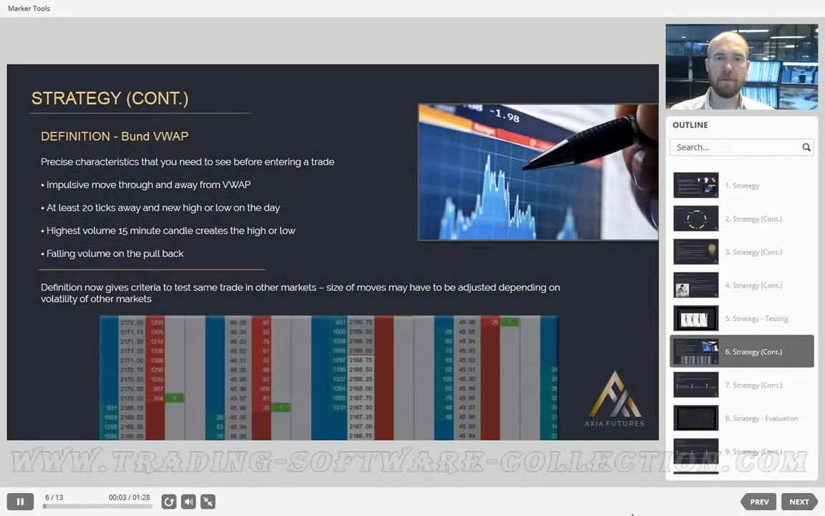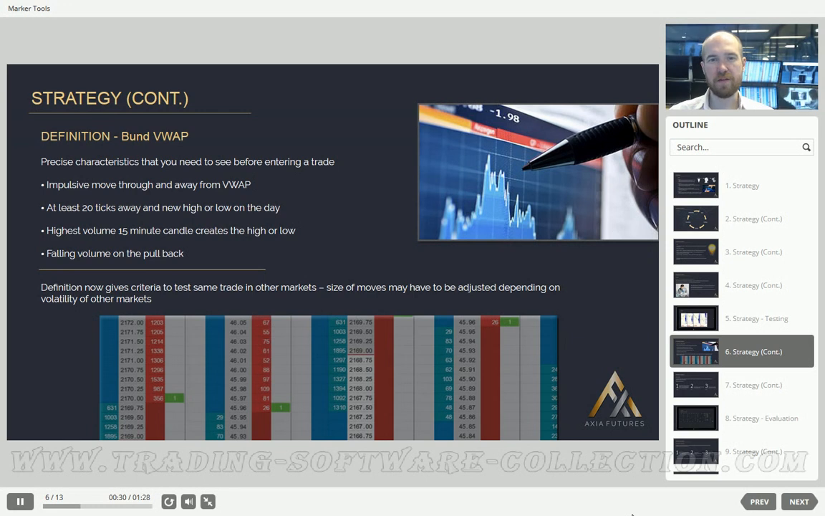So from those examples, we can create a definition of the trade. These are the precise characteristics that you want to see before you're going to enter the trade. So let's get them down. First up, you need to see the impulsive move away from the VWAP, increase of volume and an impulse away, up or down. This move does need to then get 20 ticks away from the VWAP. It also needs to create a new high or low on the day. Very important to see that.